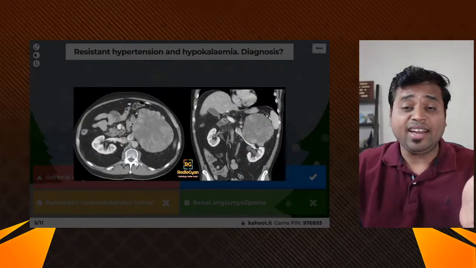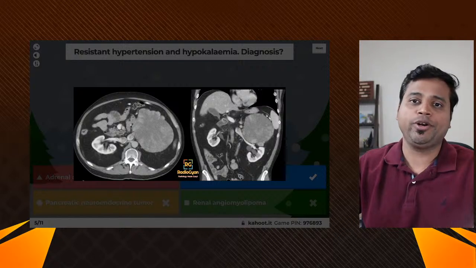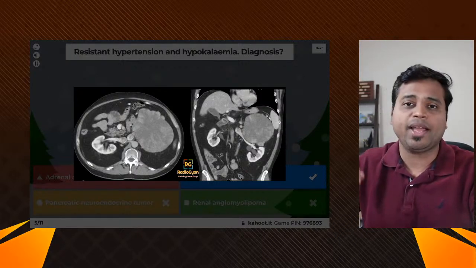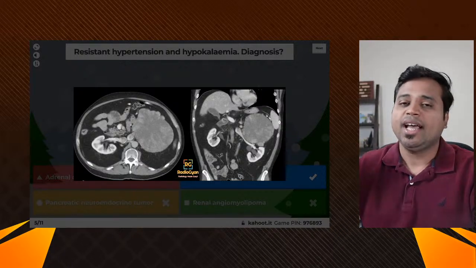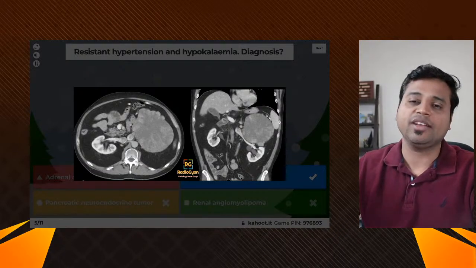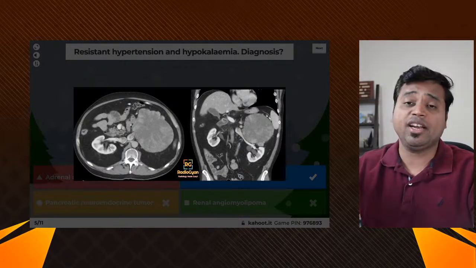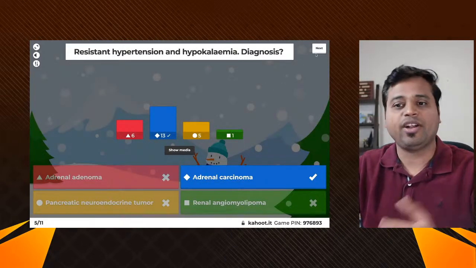The caveat here again is that even if you don't put ROIs to see the Hounsfield units for such a large tumor, anything more than 4 centimeters in the adrenals, despite whatever Hounsfield units it is, needs a biopsy for confirmation. So this is definitely not an adrenal adenoma. This was an adrenal cortical carcinoma. So 13 of you have rightly pointed that out.